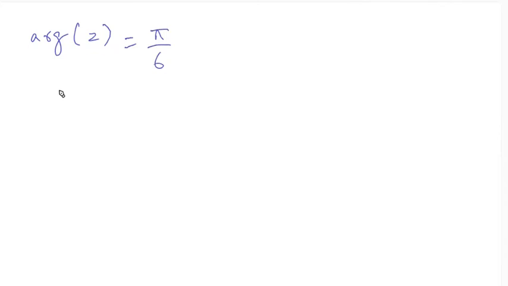Now what does that mean? Where can z be in this case? अगर आपको पता है argument of z जो है that is pi over 6, जब आप degrees में उसको देखो that's 30 degrees. Where can this point be?